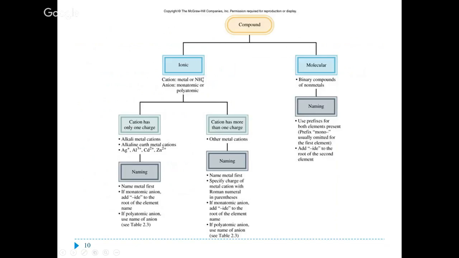If we see that the metal has more than one charge, meaning it's a transition metal or tin or lead, then we have to say lead 2 or lead 4. And then once again, the nonmetal changes its ending to IDE, or the polyatomic keeps its name. If you have binary compounds of nonmetals only, or nonmetals and potentially a semi-metal, this is the only time you use prefixes. We use those prefixes to show how many of a particular atom is present, and the ending on molecular compounds will always be IDE. So you're never going to have a molecular compound ending with an ate or an ite.